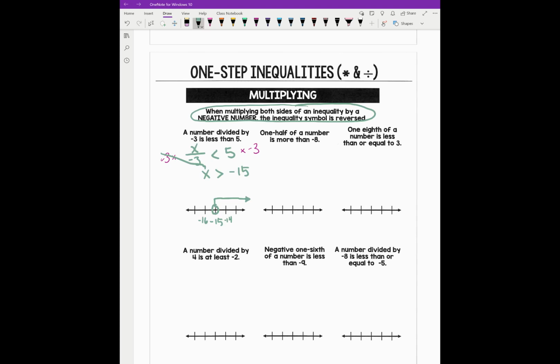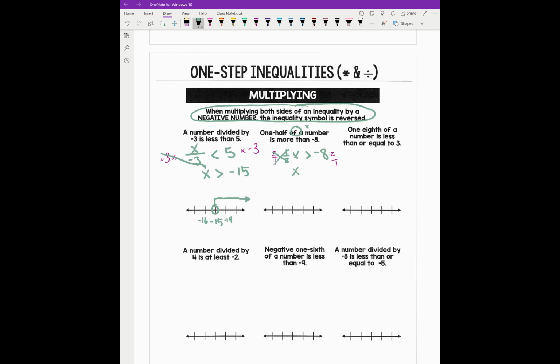In the second one, 1/2 of a number is more than -8. So I need my fraction 1/2. Of means to multiply. So that's an operation word you can use right there. So 1/2 of a number, so I'm going to do 1/2 x, is more than -8, so greater than -8. My one step to solve, remember to get rid of a fraction, you can always just multiply by the denominator or the reciprocal. So I'm going to multiply both sides by 2/1. That's the reciprocal of 1/2.